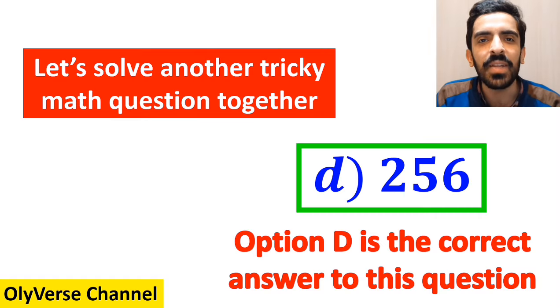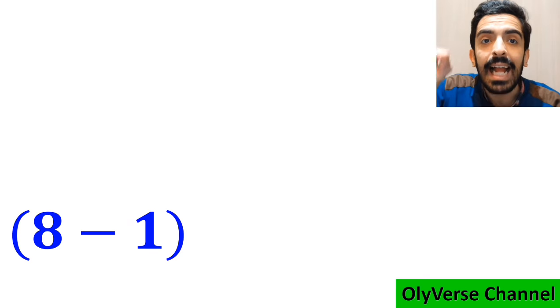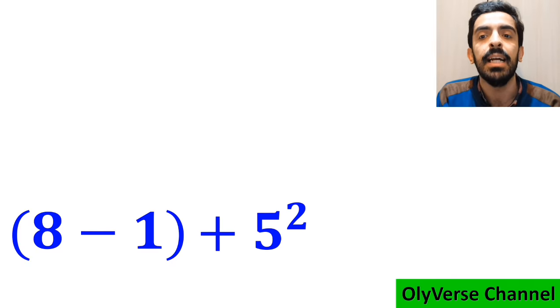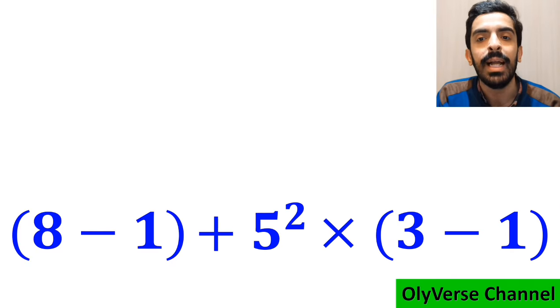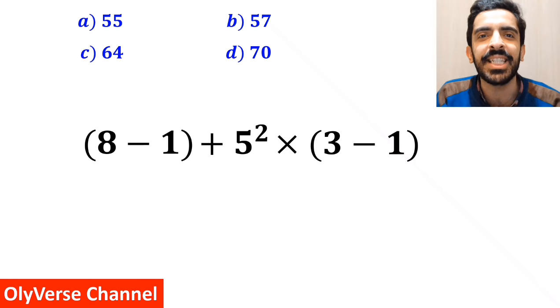Alright, now let's solve another tricky math question together. What is the value of the expression (8 - 1) + 5 to the power of 2 multiplied by (3 - 1)? Which option do you think is the correct answer to this question? Let's break it down and solve it together.